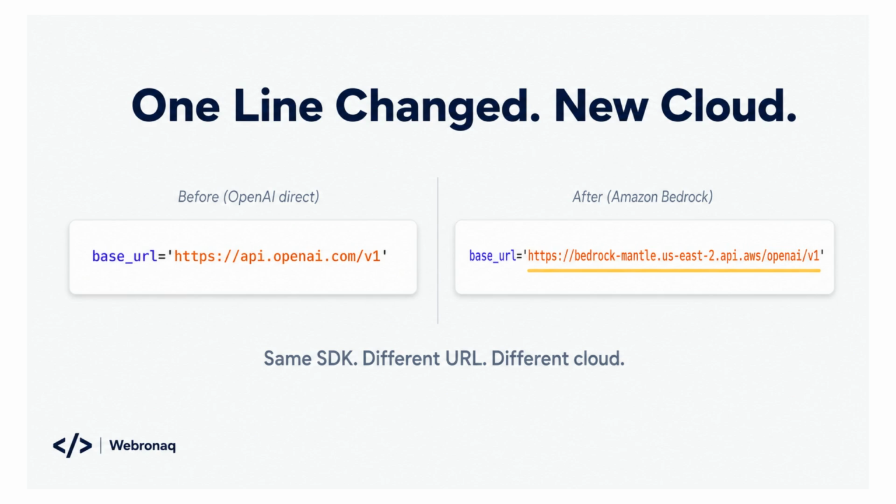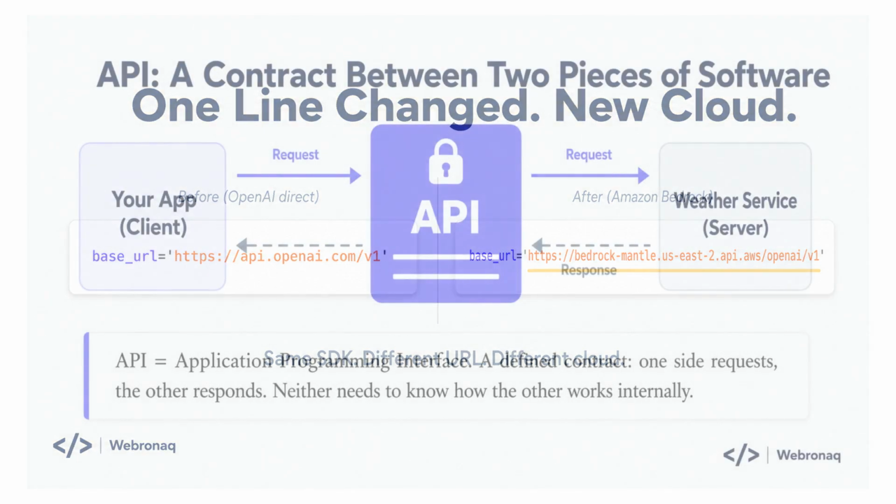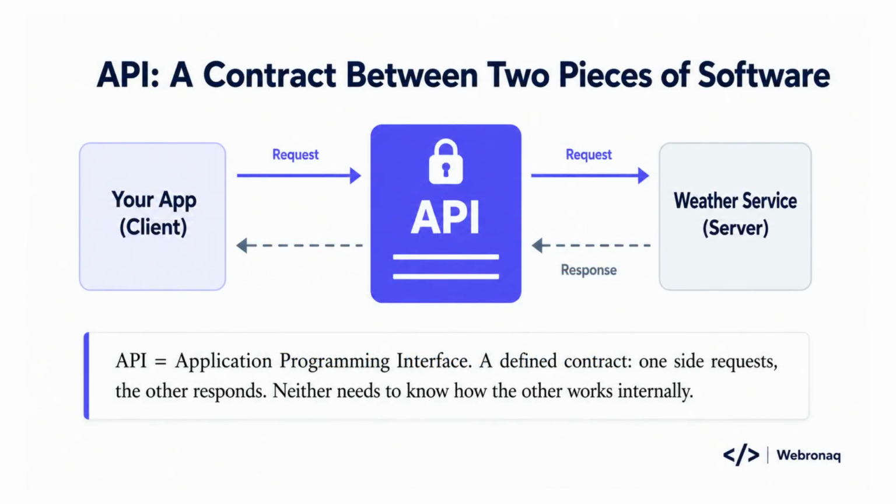In this video we are going to break down exactly what an API is, how a request and response works, and why that single URL swap made perfect sense to anyone who understands the concept. Let's get into it. Alright, so what actually is an API?